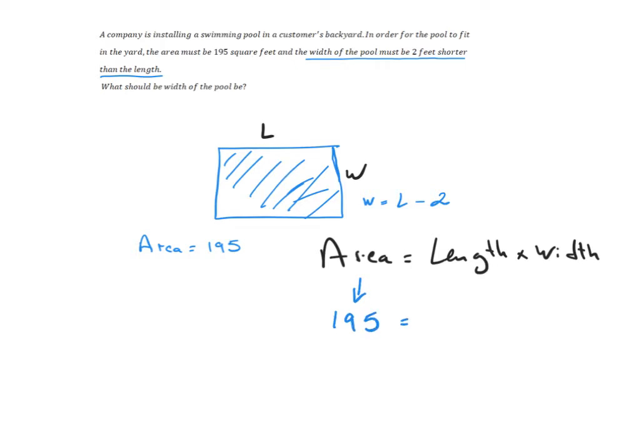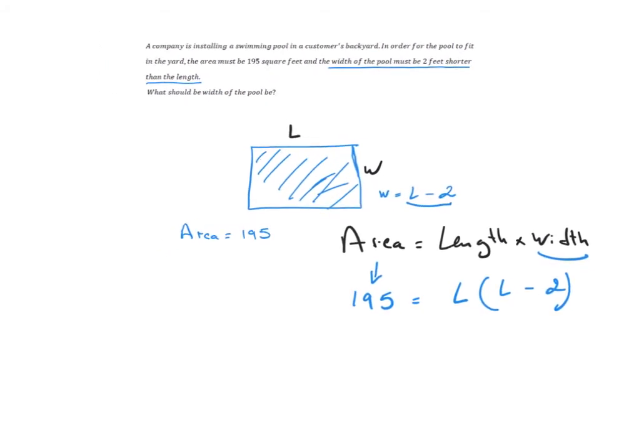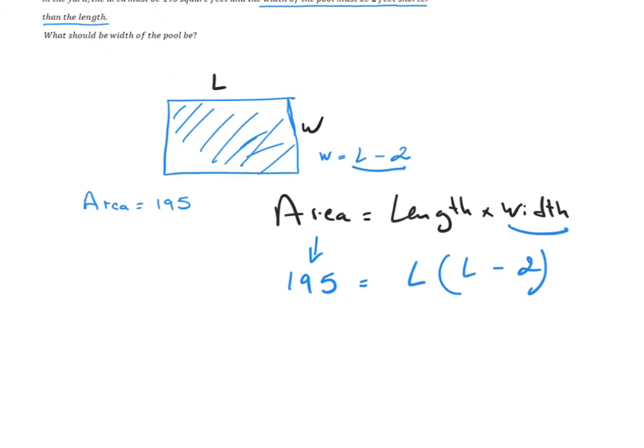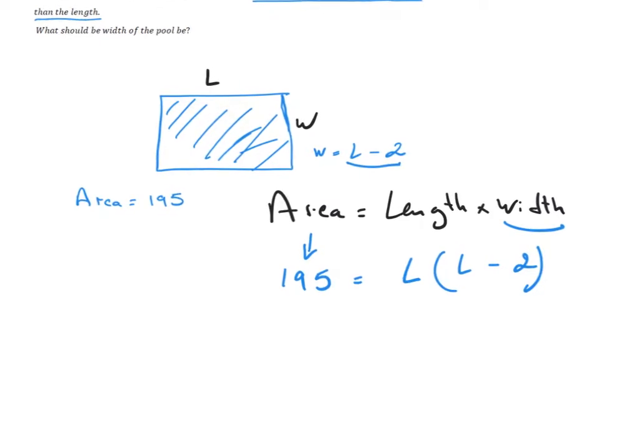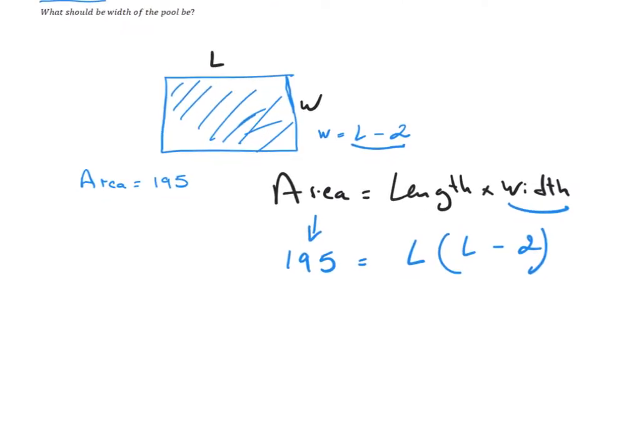And we don't have the length, so we don't have L. But do we have the width? Yes, we have the width, which is L minus 2. So it's going to be L times L minus 2. The question is, what is the value of the width of the pool? So we can find L because we have only one variable to look for, right? So we're going to continue here.